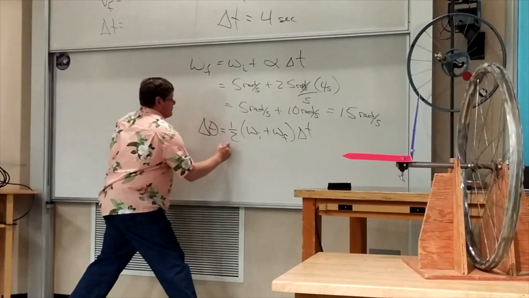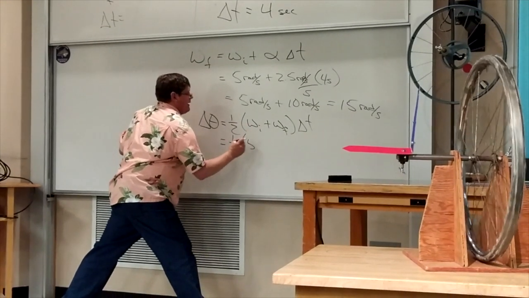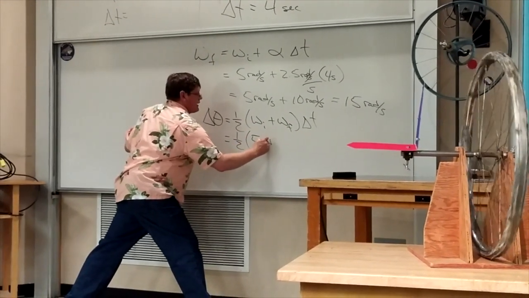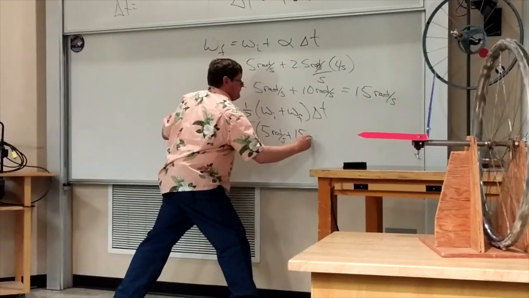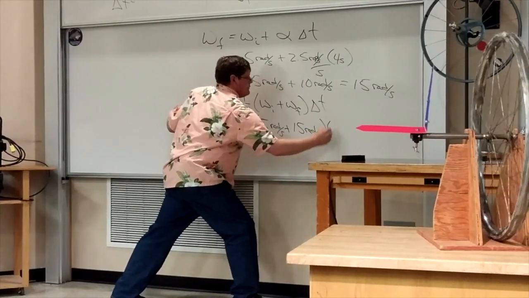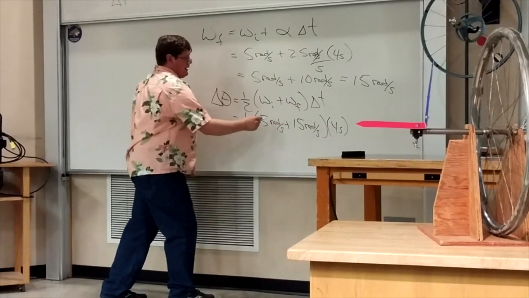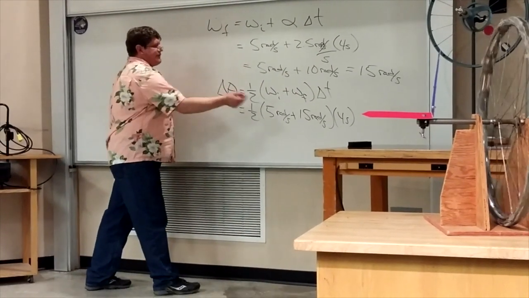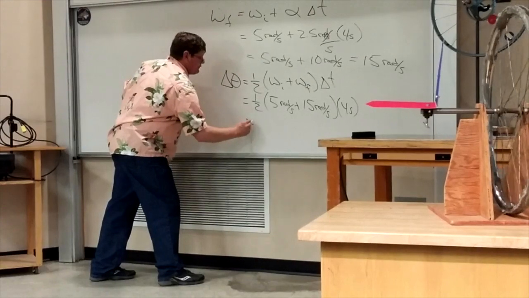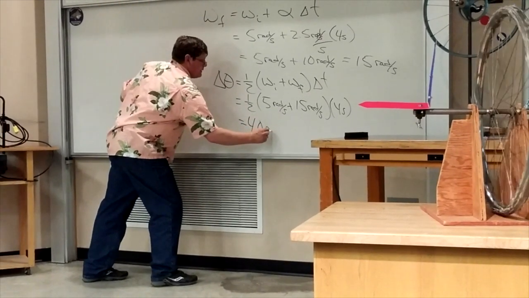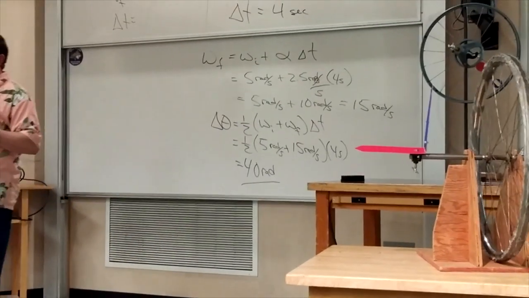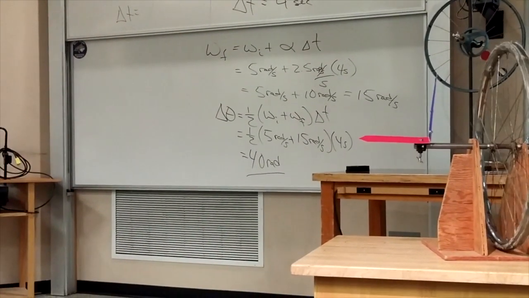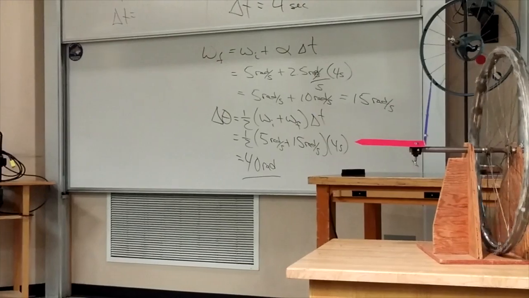That's going to be 1/2. The initial was 5 radians per second. The final is 15. And the time is 4 seconds. 5 and 15 is 20. Half of that is 10. 10 times 4 is 40 radians. So it goes around about 6.5 times. A little more. Check that your neighbor's on the bus, people.